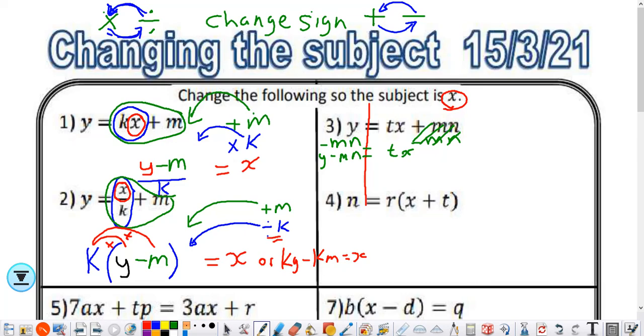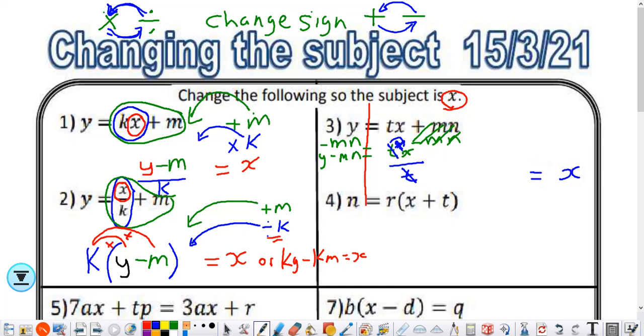I've still got something else other than x on the opposite side, so I need to get rid of that. I need to get rid of the t. And again, remember that any two letters that are next to each other are being timesed, okay, times together. So it's t multiplied by x. To get rid of that and to cancel it, if I divided by t, okay, the two t's would cancel, just leaving me x. So that's going to leave me x on its own.